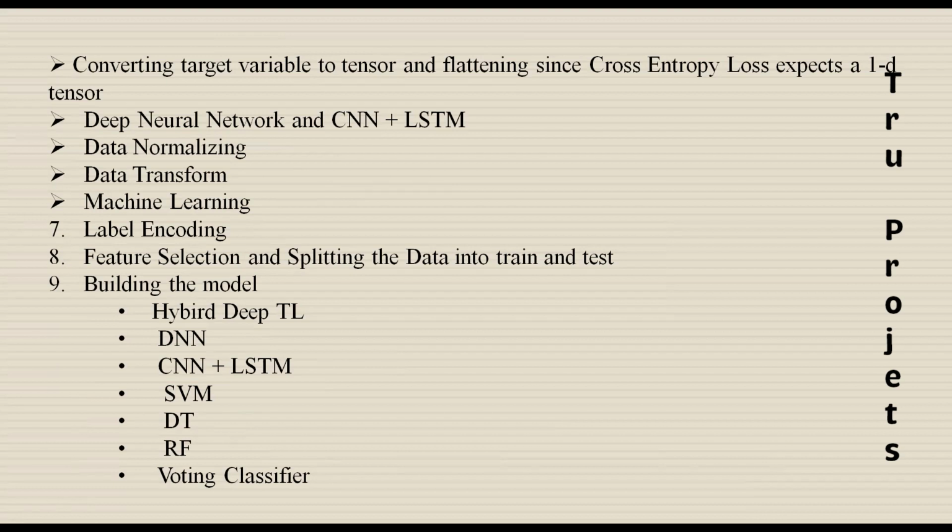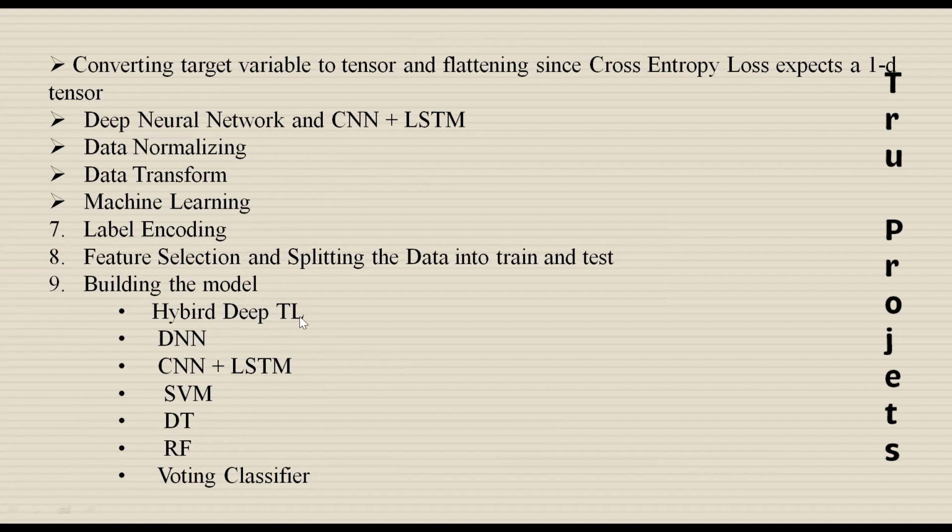Afterward, the data is divided into two subsets, one for training the models and the other for testing and evaluating the performance. Building the model. This is the core of the project where different machine learning and deep learning models are constructed and trained to predict stroke risk based on the selected features.